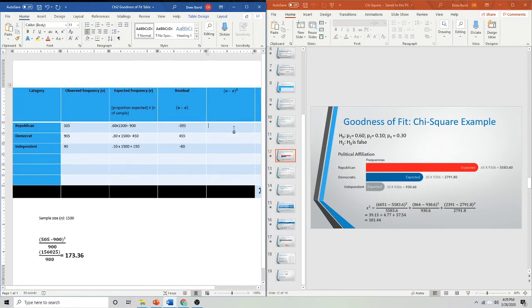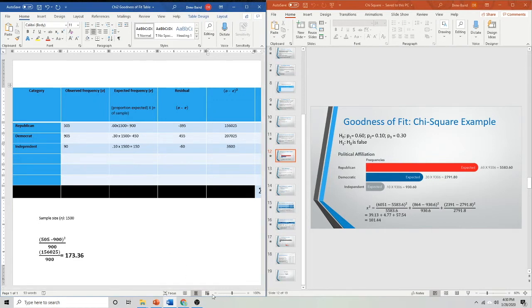And so once you have your residuals, the next thing that you do is you square them. And this is where you're going to start getting big numbers. Your numbers will always be positive because whenever you square something, it always ends up positive. So all you're going to do is take your residual and hit that square button on your calculator. So our first residual squared is going to be 156025. Our next residual squared is going to be 207025. And our next residual squared for independent is going to be 3600.